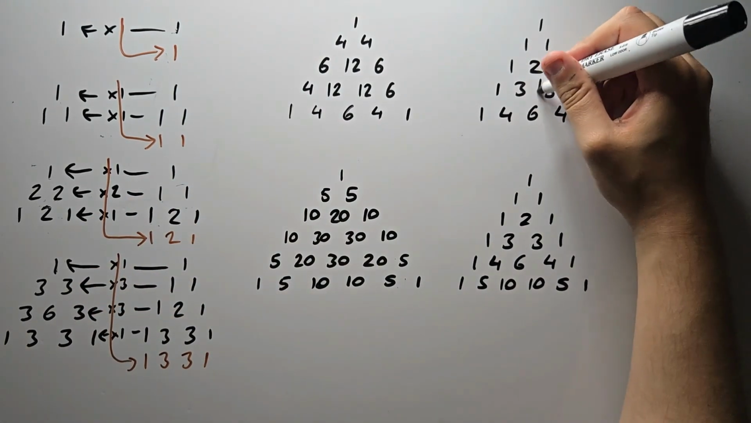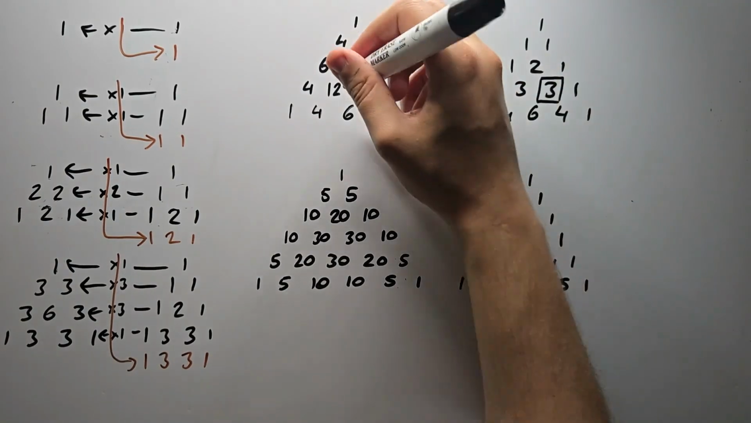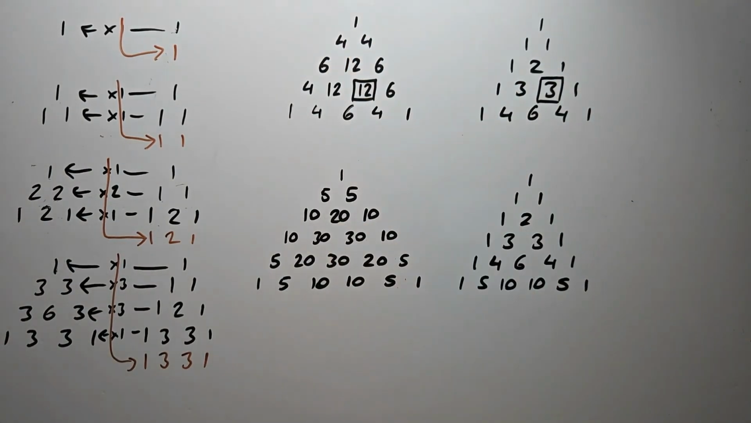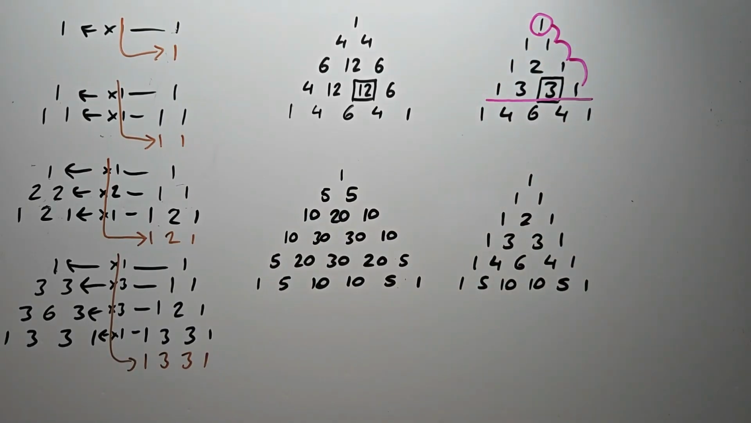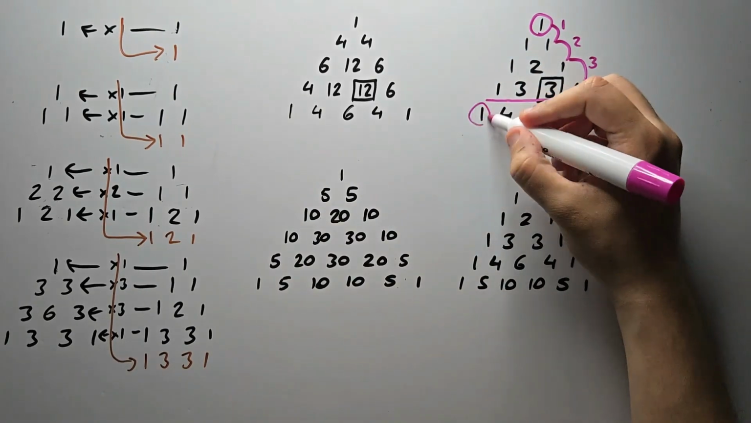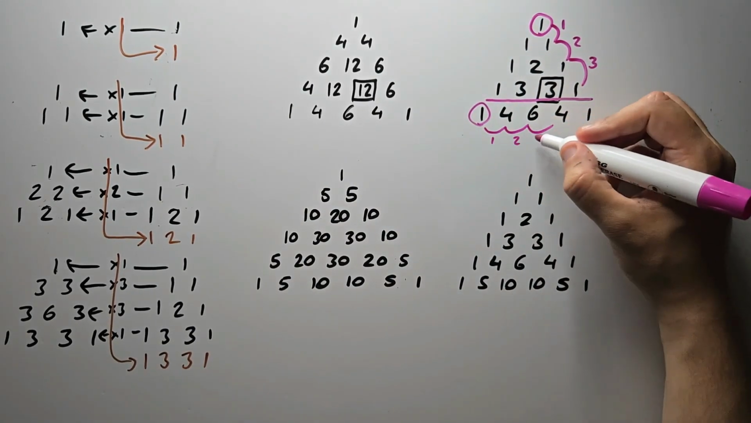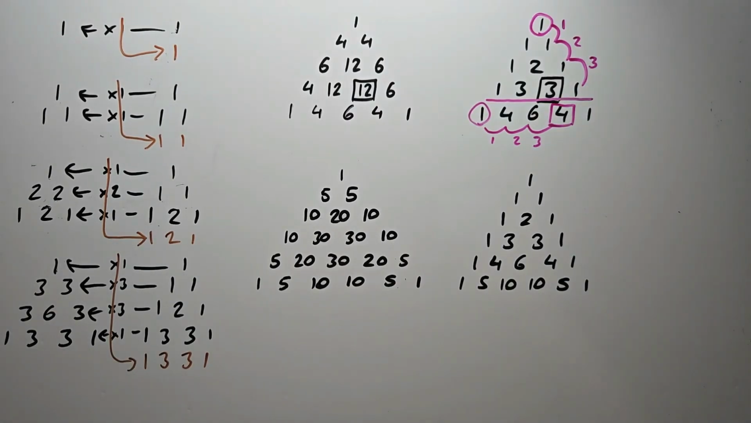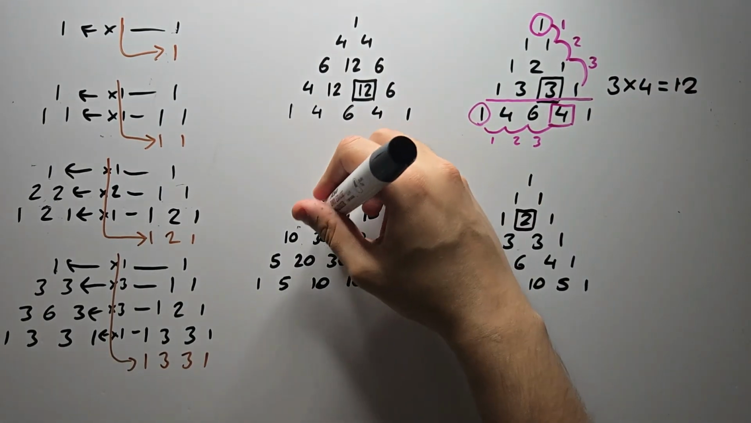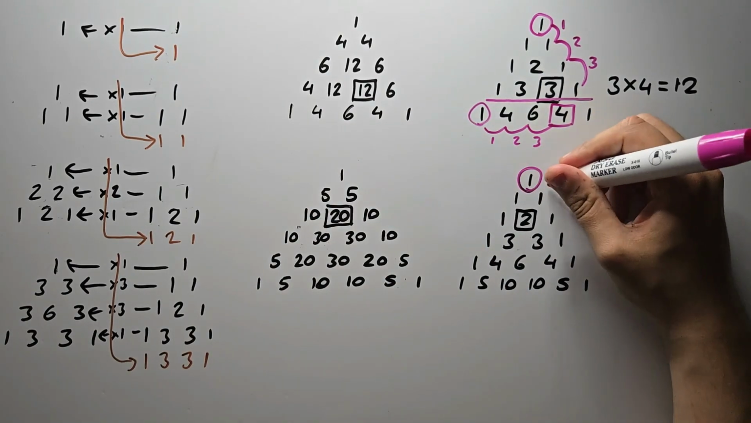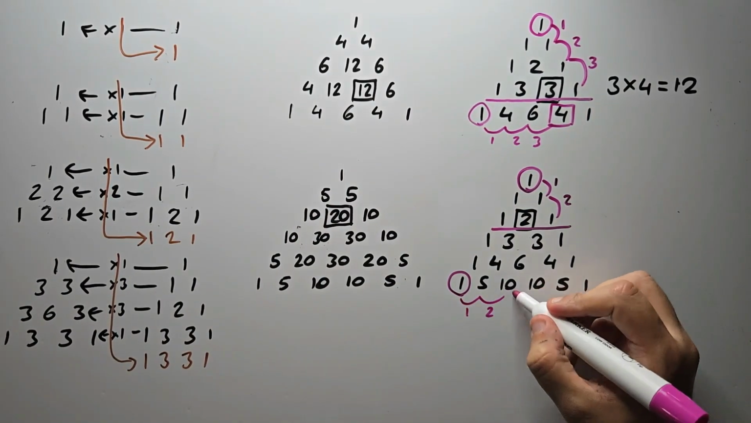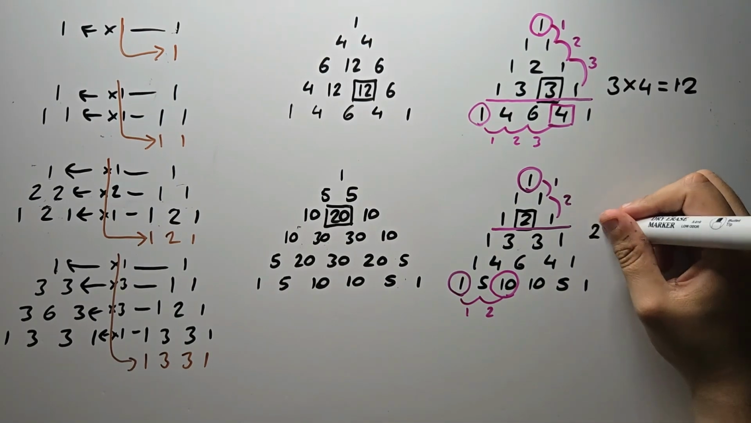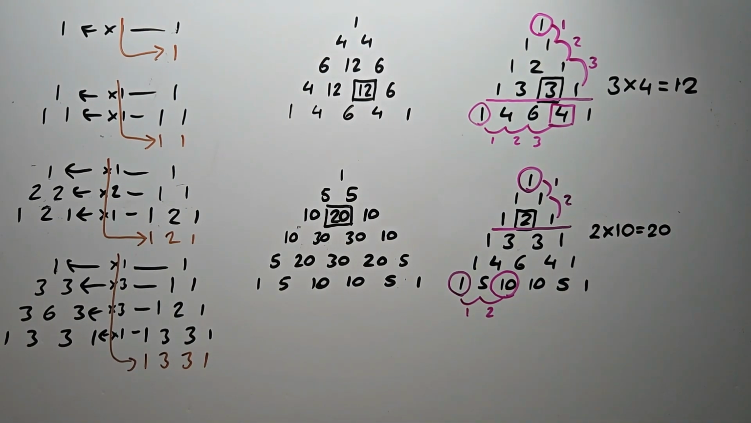To accurately describe what's going on here, we'll pick a pair of corresponding numbers, such as 3 and 12 here. We can see that this 3 is 3 rows down from the top. And starting on the bottom row, going 3 steps to the right, we reach 4. And 3 times 4 equals 12. For a second example, we can look at the 2 and 20. The 2 is 2 rows down from the top. So if we go 2 steps along from the bottom, we reach 10. And 2 times 10 equals 20.